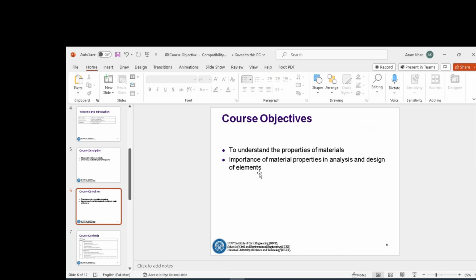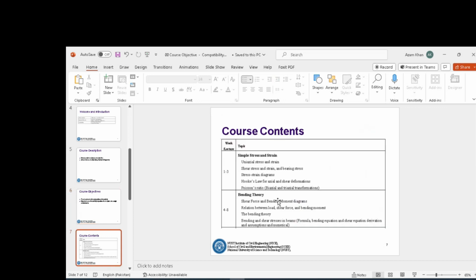So again, it's the repetition of whatever we have done or we have discussed. So the same rod example is applicable over here. Now let us briefly discuss the course contents.